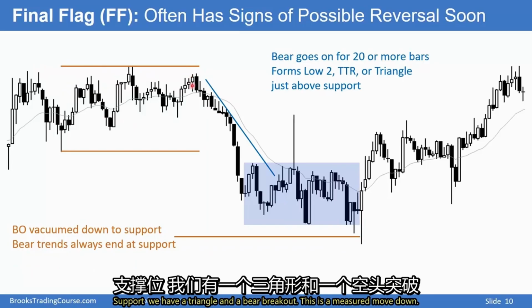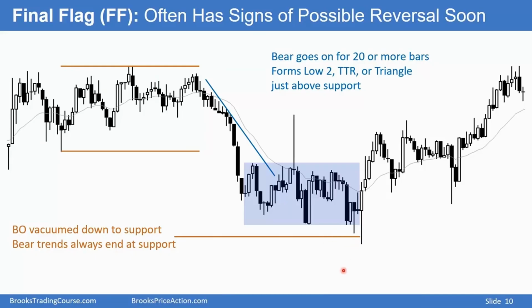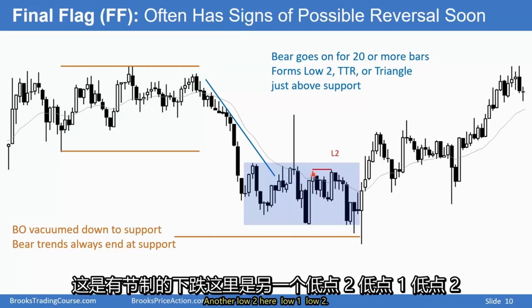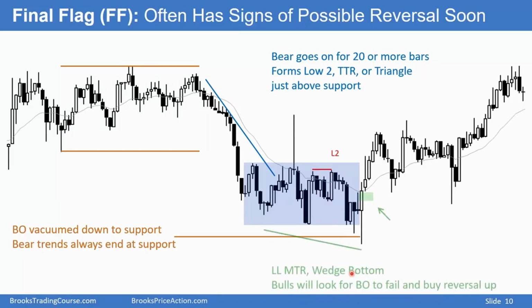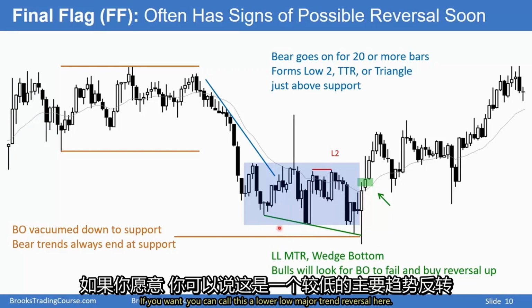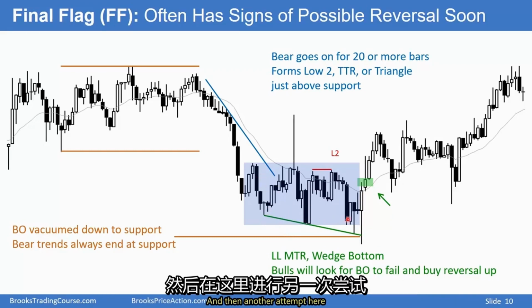Support, we have a triangle and a bear breakout. This is a measured move down. Another low 2 here, low 1, low 2, double top bear flag. If you want, you can call this a lower low major trend reversal here, and then another attempt here.